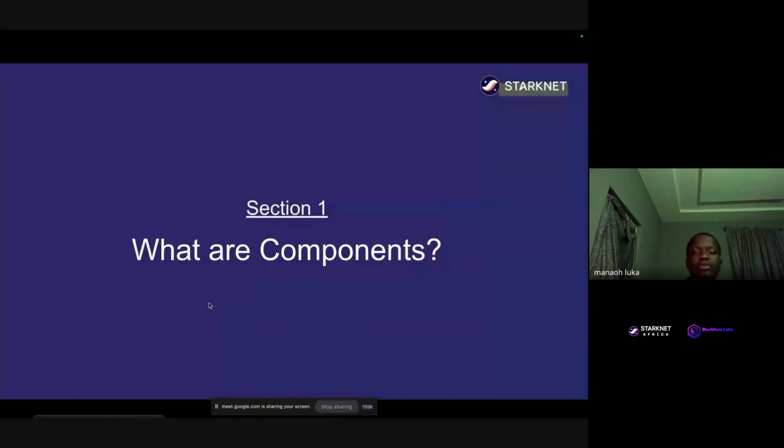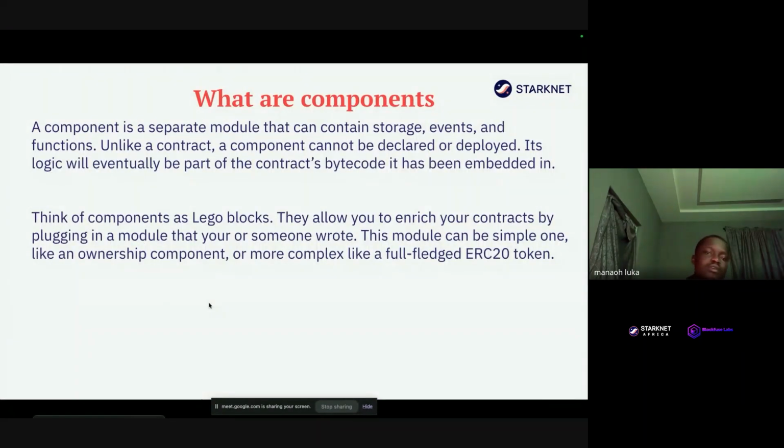All right, so what are components? A component is a separate module that can contain storage, events, and functions. And you will agree with me that all these are properties of a smart contract, right? A smart contract contains storage, events, and also functions. So unlike a contract, a component cannot be declared or deployed, like I said. Its logic would eventually be part of the contract bytecode it has been embedded in.